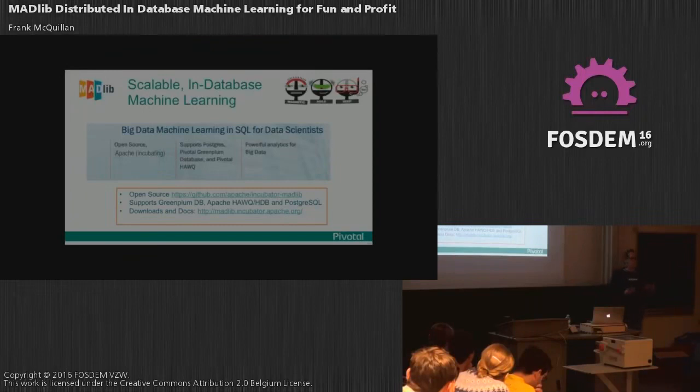So if you have data that fits in memory on a single node, then you don't need MADlib. There are lots of other solutions out there, right? You can use R, you can use scikit-learn, you can use a wide variety of other open source projects. So if you want to do things at scale on very, very large data sets, that's what MADlib is designed for.